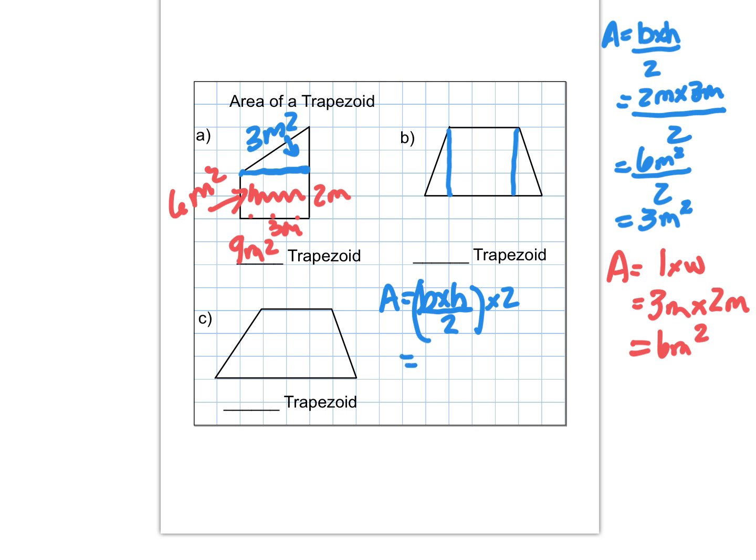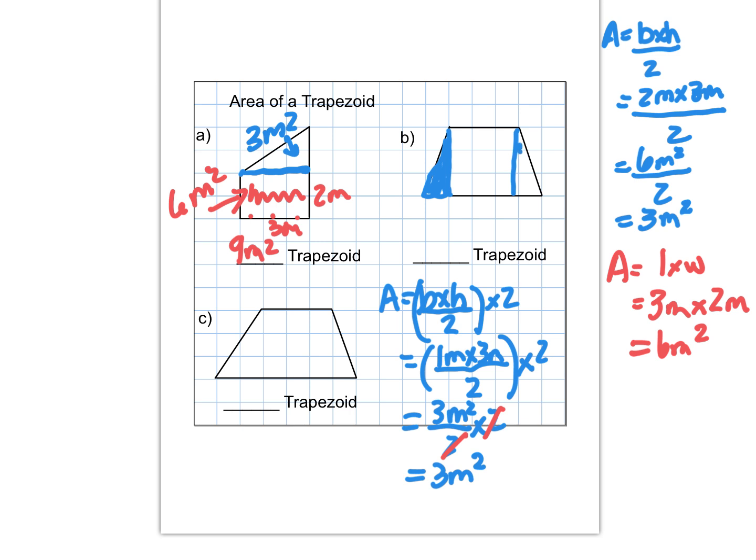So I would have a base of 1 meter times 3 meters divided by 2 times 2. That will give me 3 meters squared divided by 2 times 2. And if you look, these are going to cancel. If I divide it by 2, then multiply it by 2, I'm going to get the same answer. So I end up with 3 meters squared for the 2 triangles, right? So I can just signify that the blue is that. And sometimes that's easiest. You can highlight and break it down.